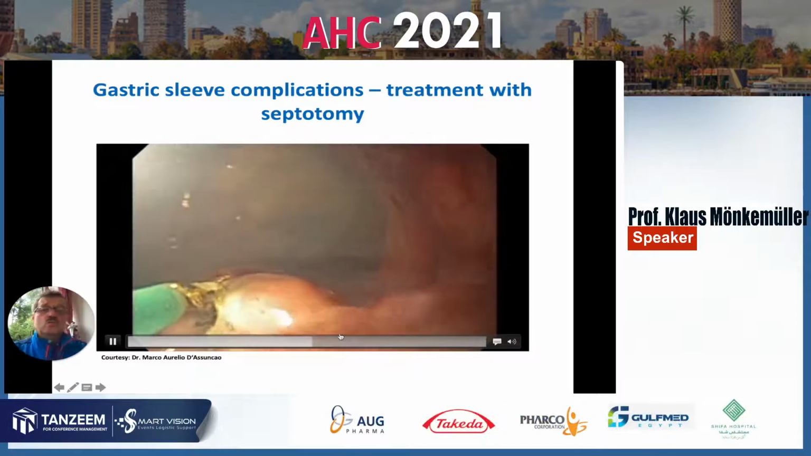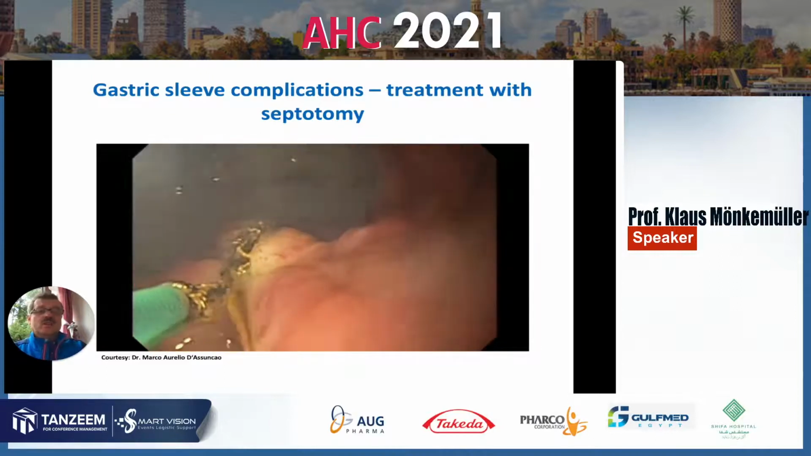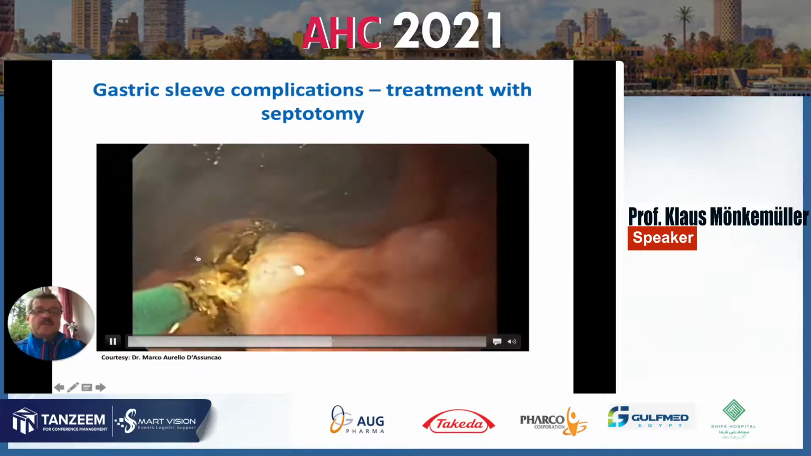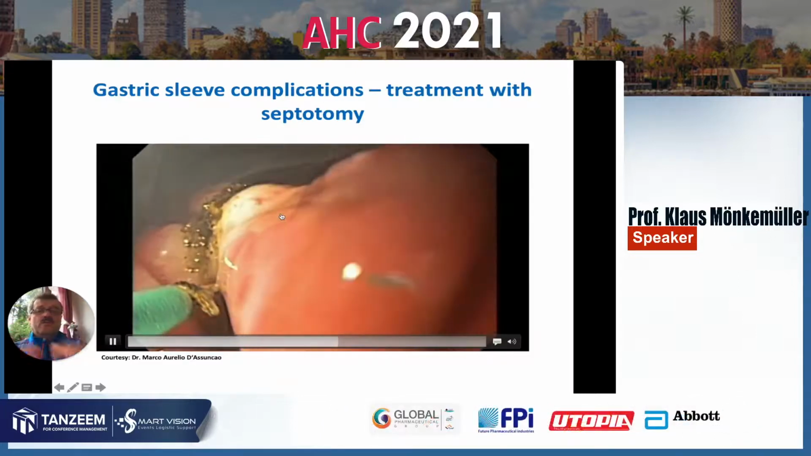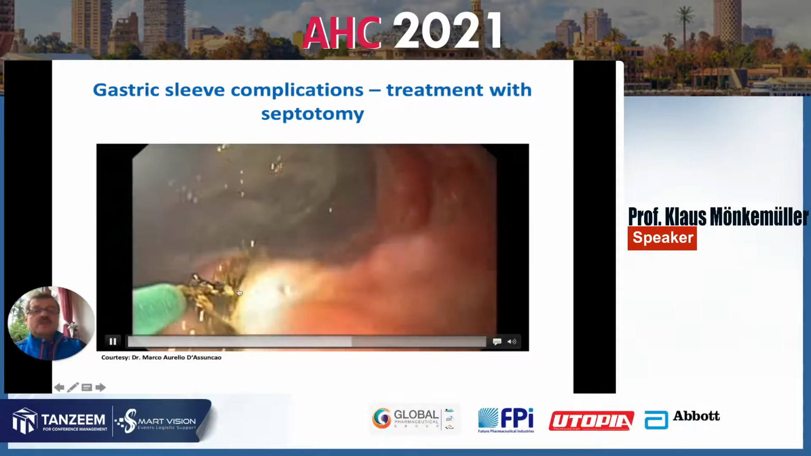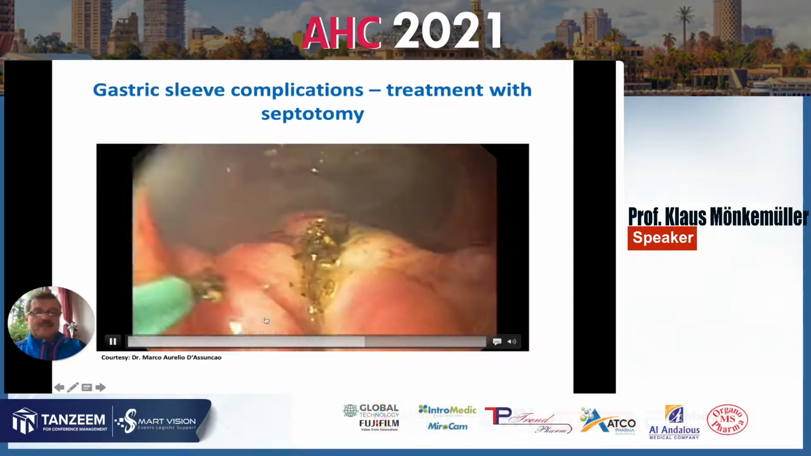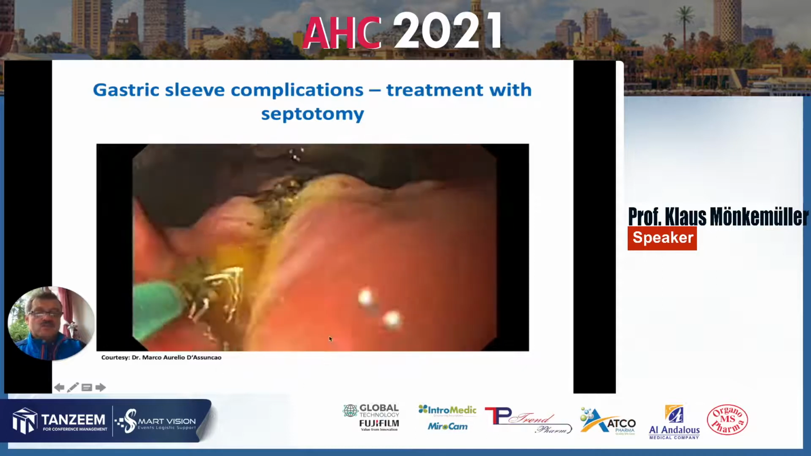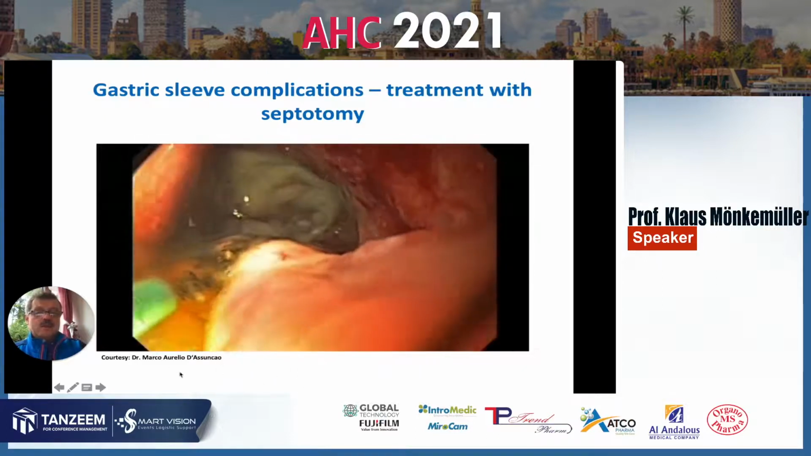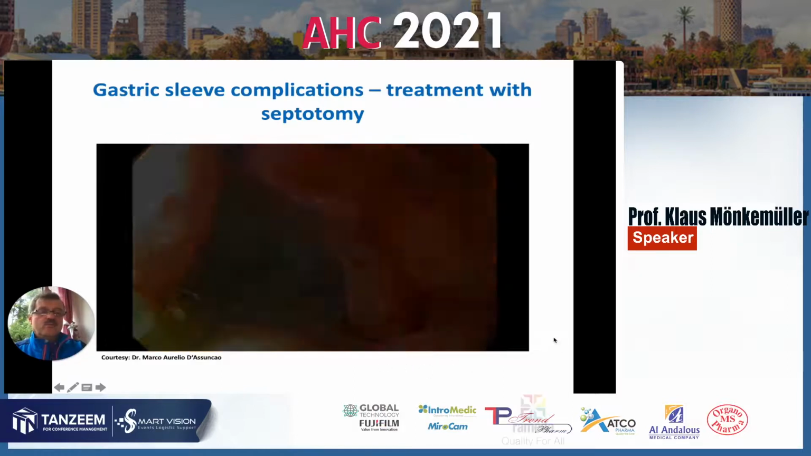In addition to doing the septotomy, you can also place a fully covered metal stent for a time so that the amount of opening here closes. We also have used endosponge to close this type of defect, but essentially the main understanding is to create a larger lumen for the contents, the acid and the food to flow.